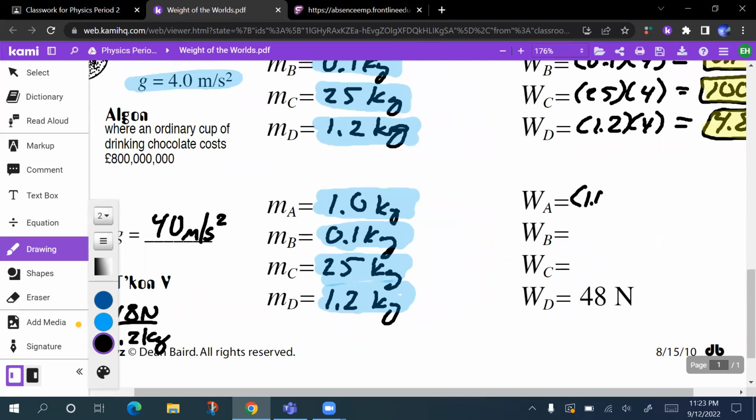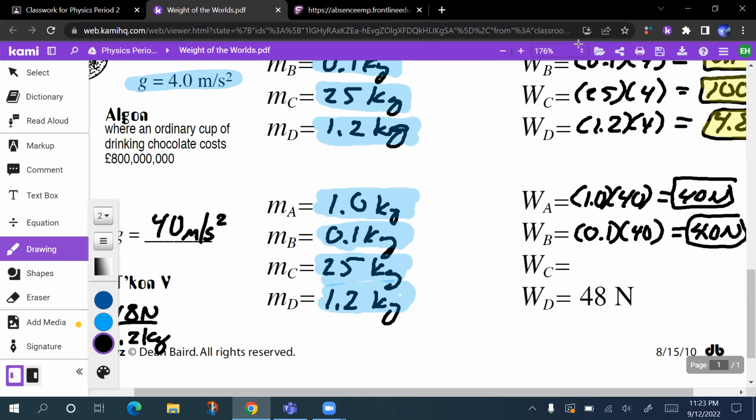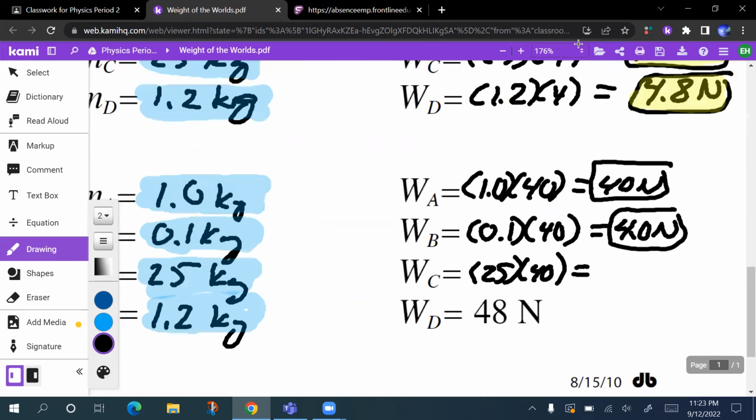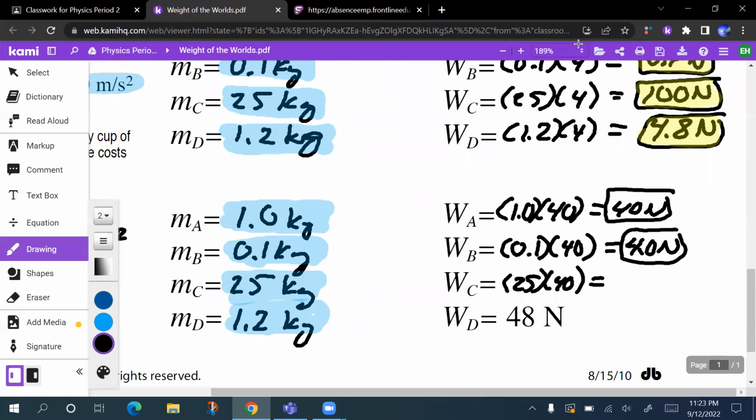So that's exactly how we're going to finish off these calculations here. We're going to go 1.0 times 40, which would be 40. And then 0.1 times 40, which would be 4.0. And then lastly, 25 times 40. Now, 25 times 4 would be 100, so 25 times 40 would be 1,000, or 100 times 10.